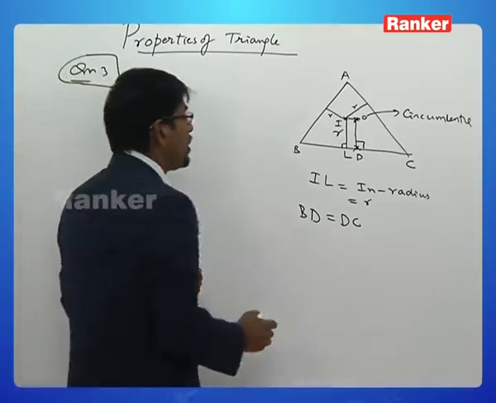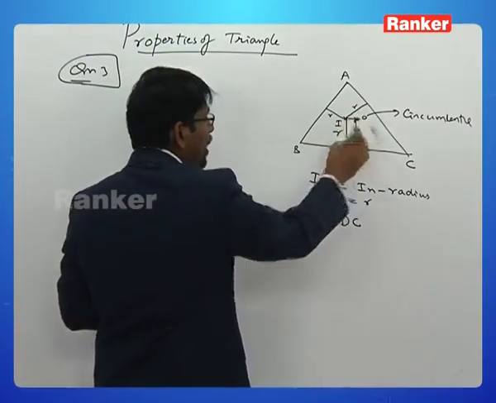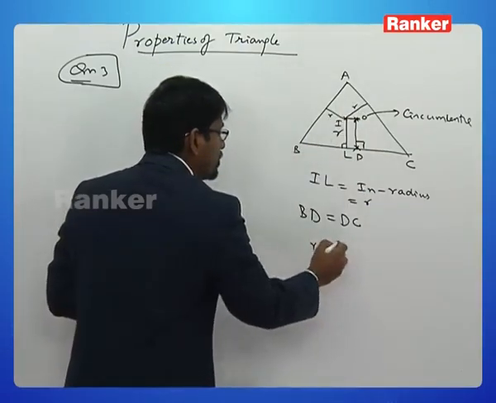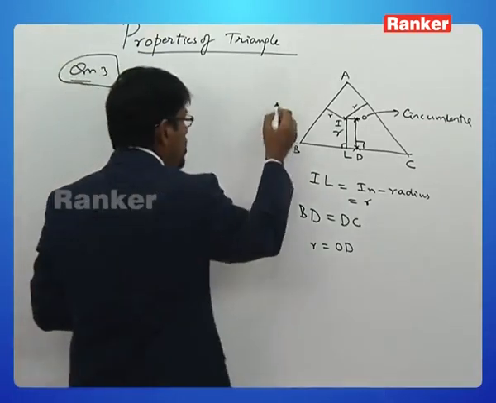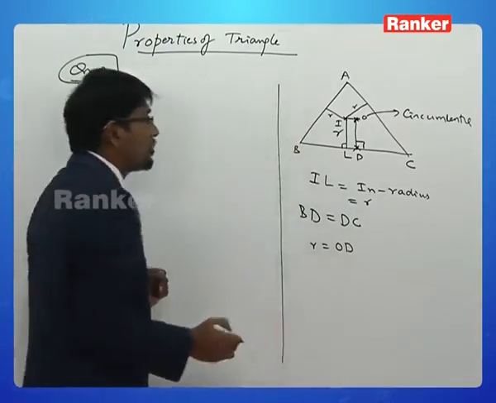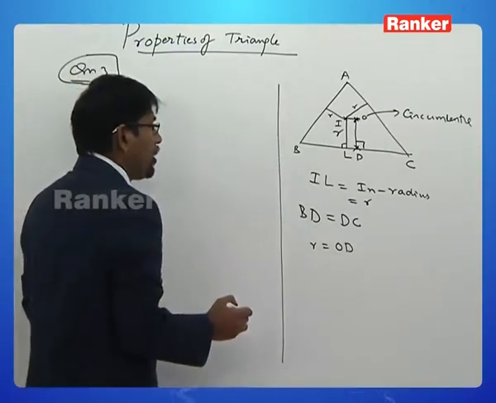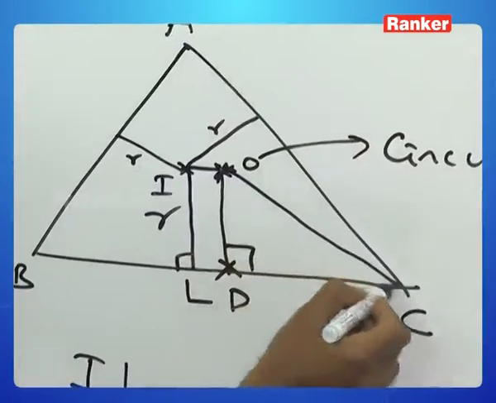Alright. Now clearly, because IO is parallel to BC, the small r should be equal to OD. So OD is equal to small r. Okay. Now, but what is OD? Capital R cos A.